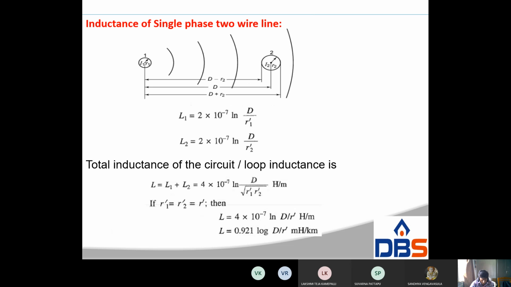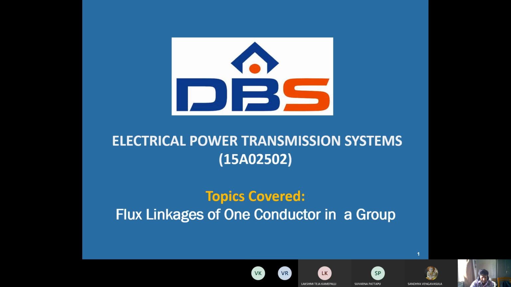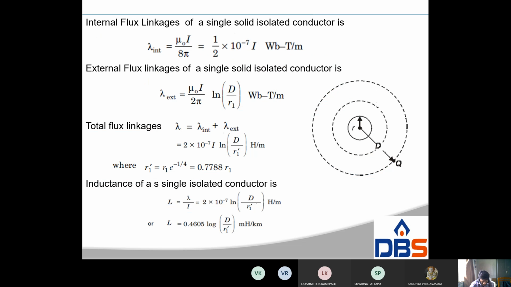If the material of the conductor is, first one copper, second one steel with relative permeability of 100. Once again, a single phase transmission line has two parallel conductors 3 meters apart, the radius of each conductor being 1 centimeter. Calculate the loop inductance per kilometer length of the line, if the material of the conductor is first one copper, second one steel with relative permeability of 100. So note down the formula.